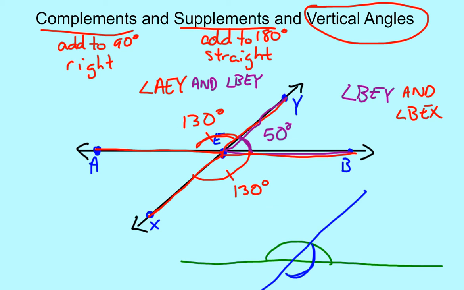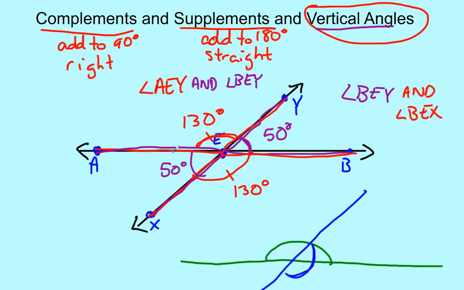And we can go even further with this. We can say, if I know this angle, then what is my supplement to that, which would be this last angle here, AEX. And if it's a straight line underneath, it would have to be 130 plus something is 180. And guess what? That also has to be 50 degrees. Okay? And that's what this vertical angle idea here is.